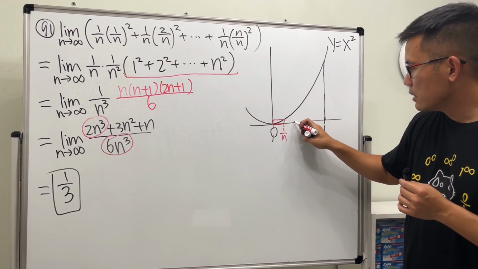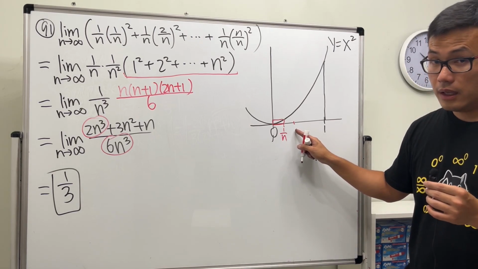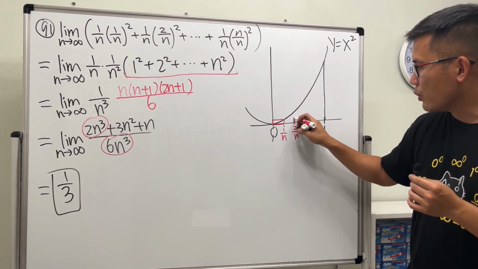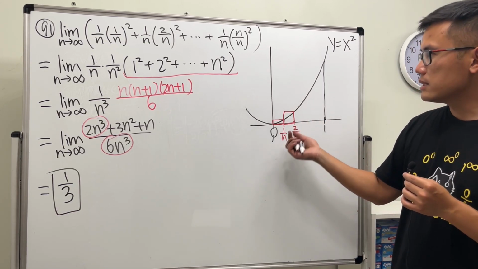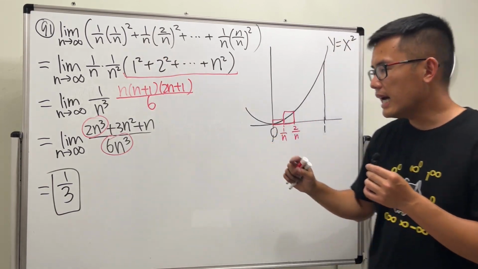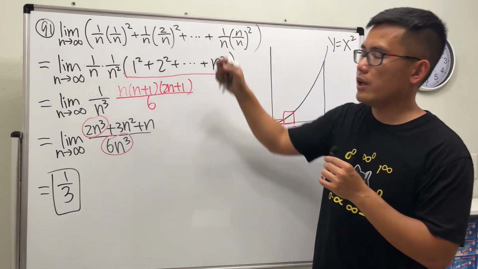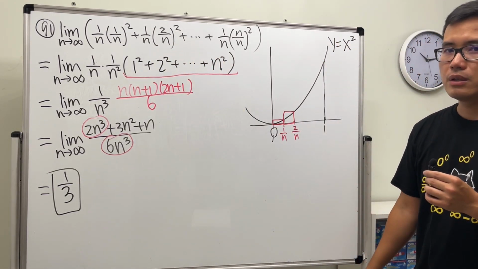Next, we have this rectangle here, but it goes up by another 1 over n. So this x value is 2 over n. So go up, hit the curve, and then construct the rectangle. The width is still 1 over n though, but for the height, we put 2 over n into the x, so we get 2 over n squared. So this right here represents the area of the second rectangle.